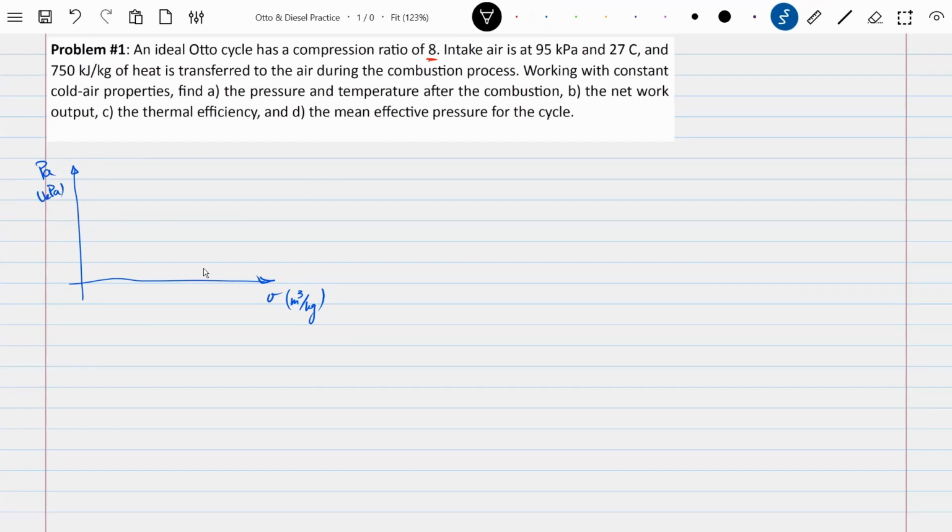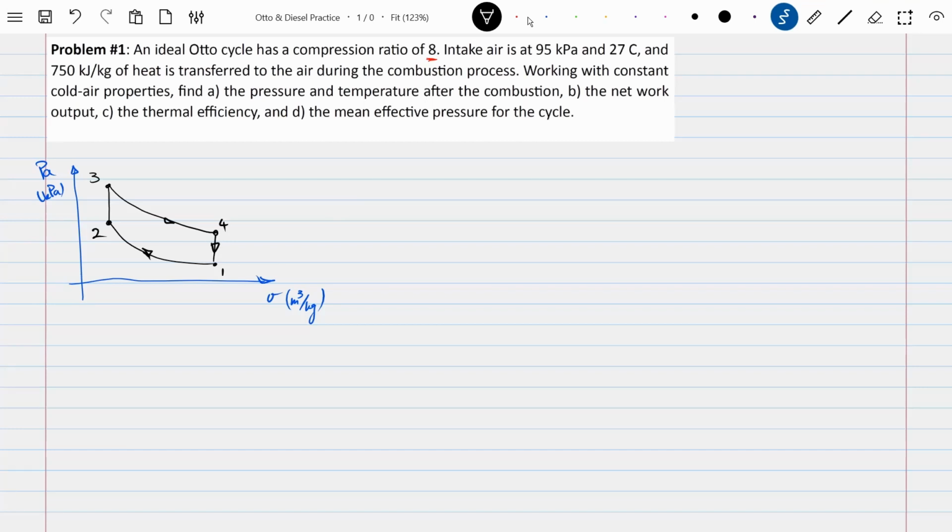And so we know that for an Otto cycle, we are looking at something that looks like this, right? This is 0.1, this is 0.2, and isentropic compression. Then we have a constant volume heat addition. We have an isentropic expansion. And finally, a constant volume heat rejection.